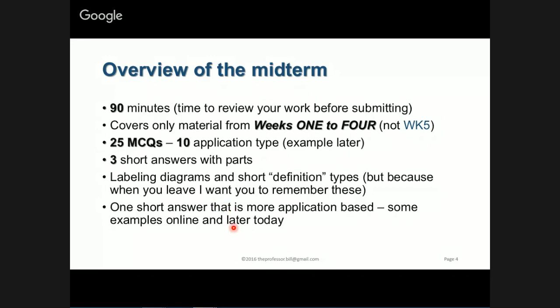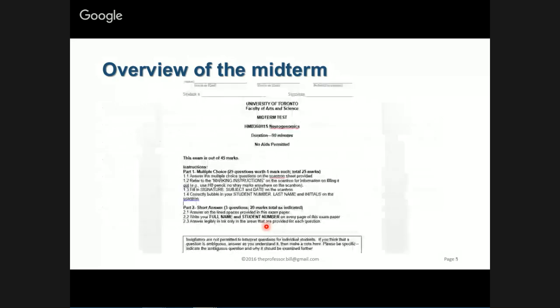We have one short answer. It's not worth a lot of marks, but one short answer that's more application based. And I'll give you some examples of the types of questions. Then one of the questions actually you'll get exactly the way that it's written on your term as well, because I want you to be able to think about it. So on this page, you'll see that the multiple choice, you get 1 mark each, 25, and then you'll have 3 short answers with parts, worth 20, and they're really straightforward.